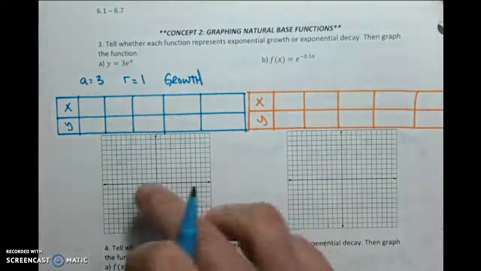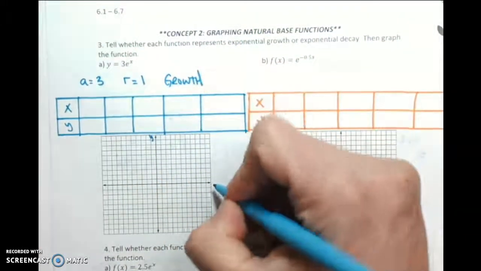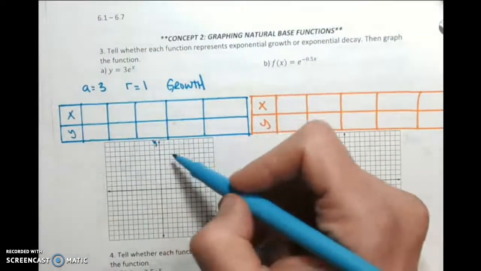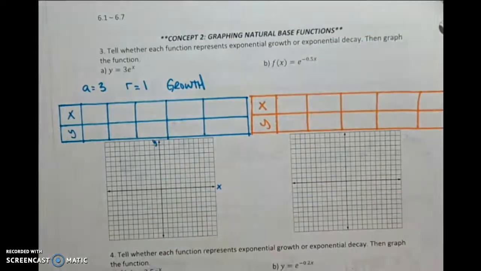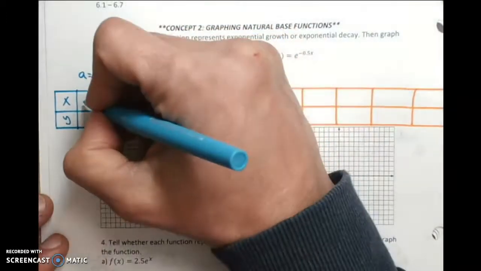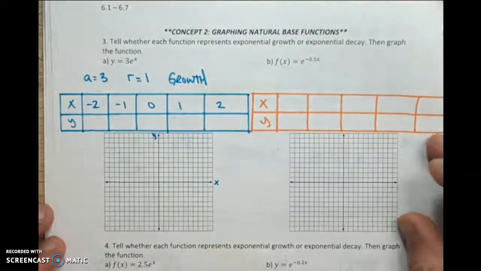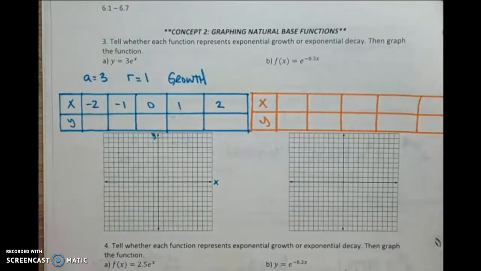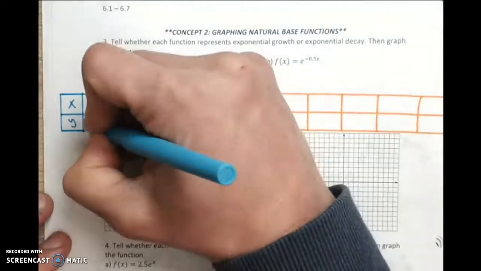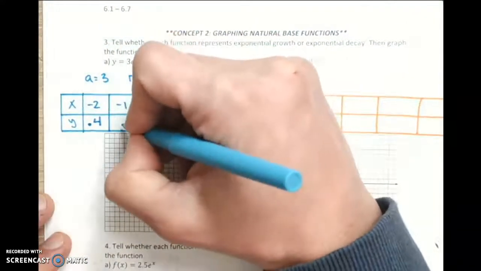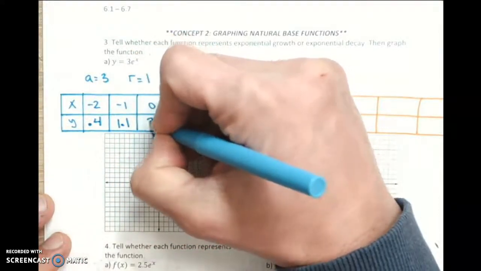All right, now here's my y-axis right here, here's my x-axis, and what I really want to do is just keep the numbers I choose for my x close to my y, because it's exponential growth and it's going to grow really fast. So I'm just going to use -2, -1, 0, 1, and 2. And basically when you do that, you're going to have to plug these all into the calculator. So it's 3 times natural base e to the -2 power, which is going to give you 0.4 when you plug it in your calculator. And then so forth. So just plug them all in. Here are the numbers that you should get.